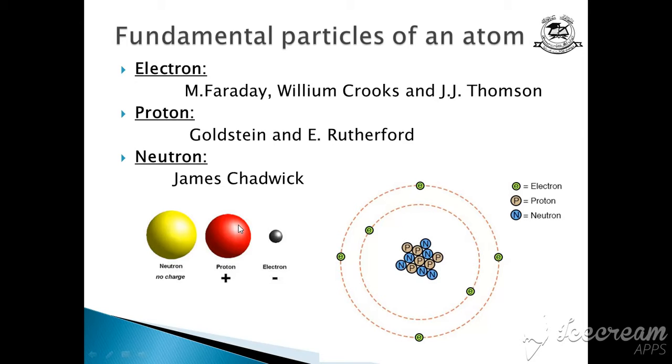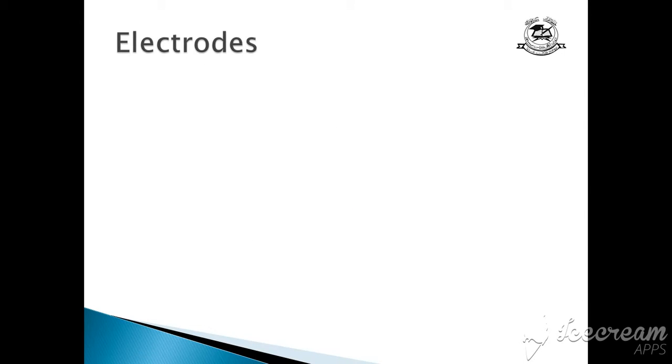All right. So you should understand what are fundamental or subatomic particles. Now one by one we will study the discovery of these. First is, before discovery of electrons, you must know what are electrodes. Actually electrodes are plates made up of metals.